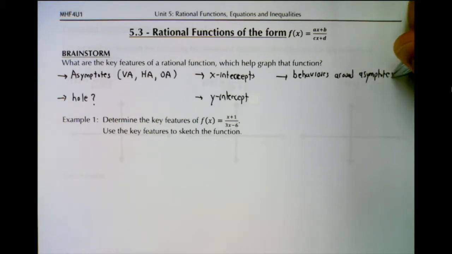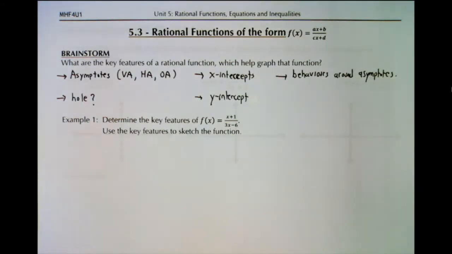So we know we're going to approach asymptotes, but are we going to approach from the left or right? And when we do, do we go up? Do we go down? Do we level off at a number, like for a horizontal asymptote? Or if it's oblique, are we approaching from above or below? And are we going up with that asymptote, or are we following that asymptote down?